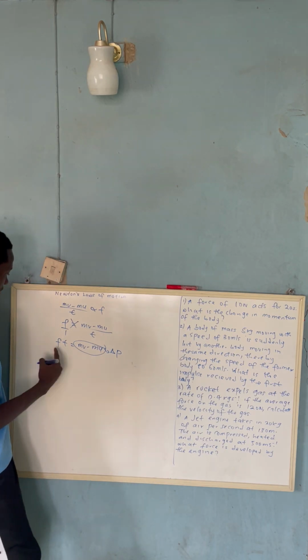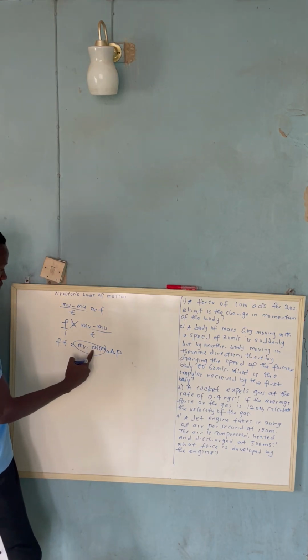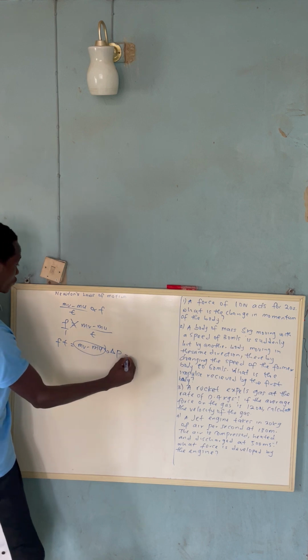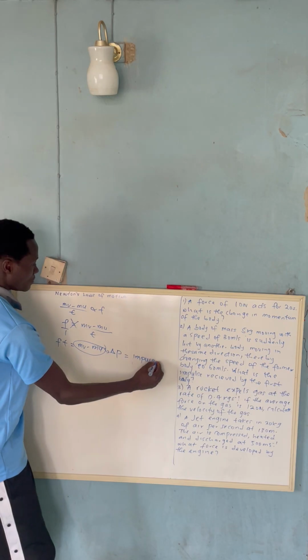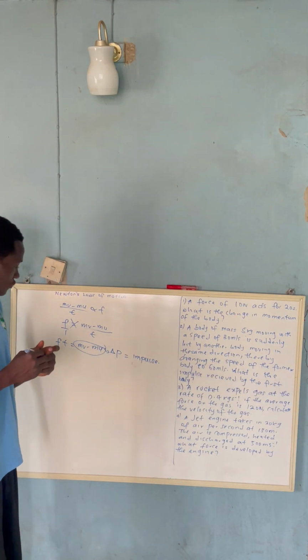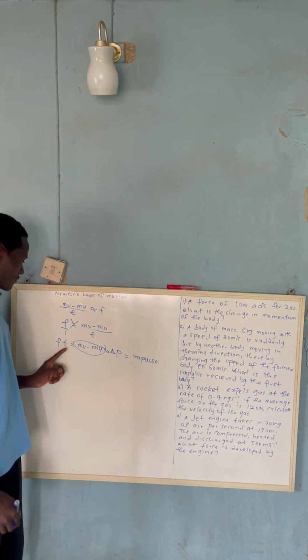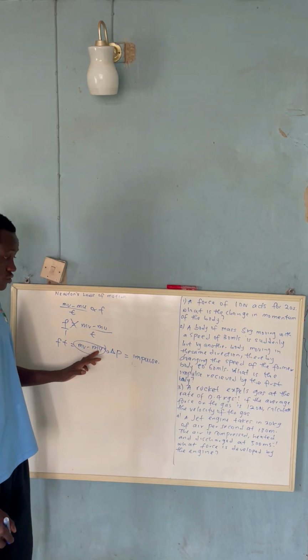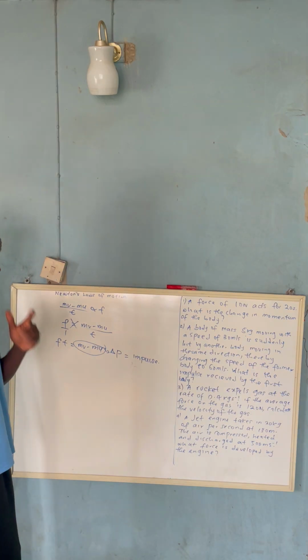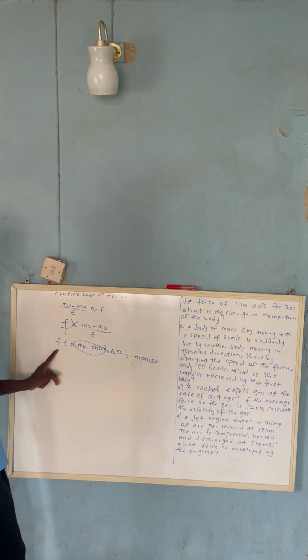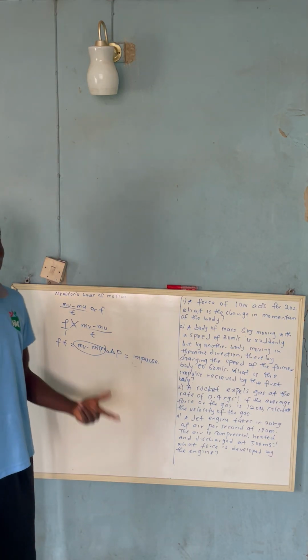And we say that Ft is equal to mv minus mu, which is also equal to impulse. So the product of force and time is equal to the change of momentum, which is also equal to impulse. And lastly, we say that impulse can either be the product of force and time or the change in momentum.